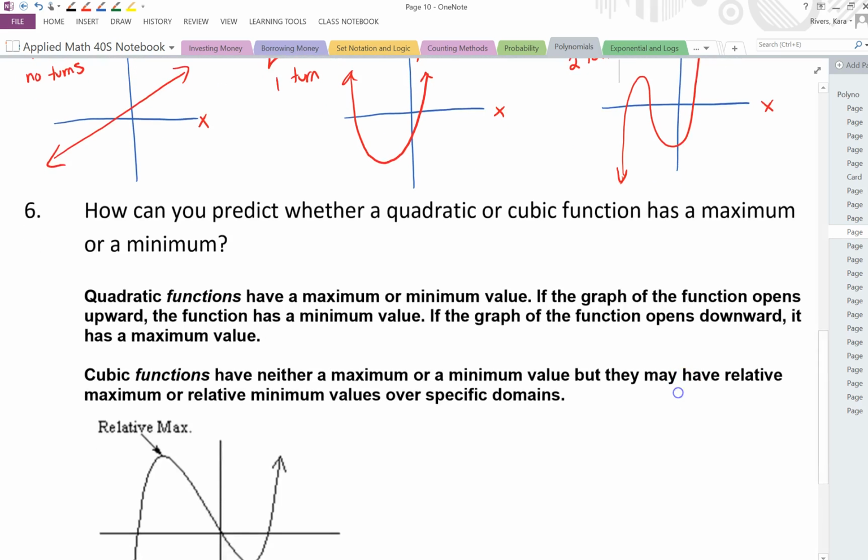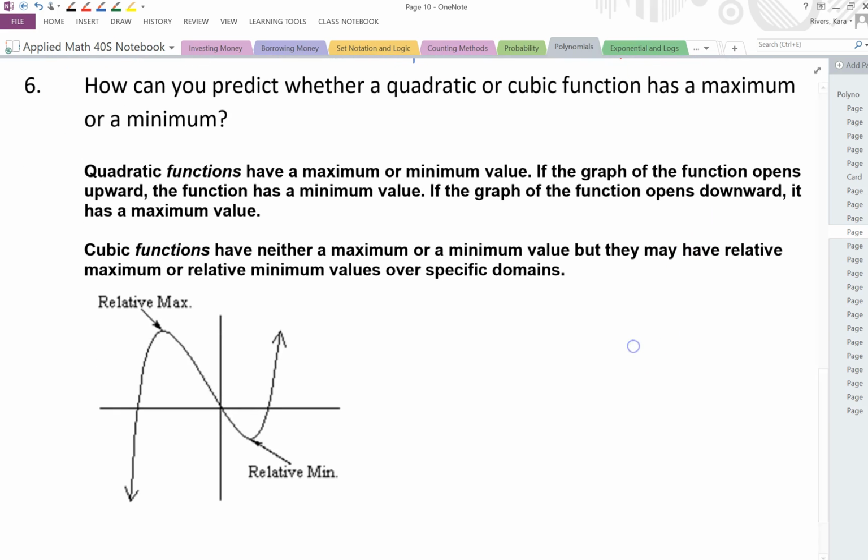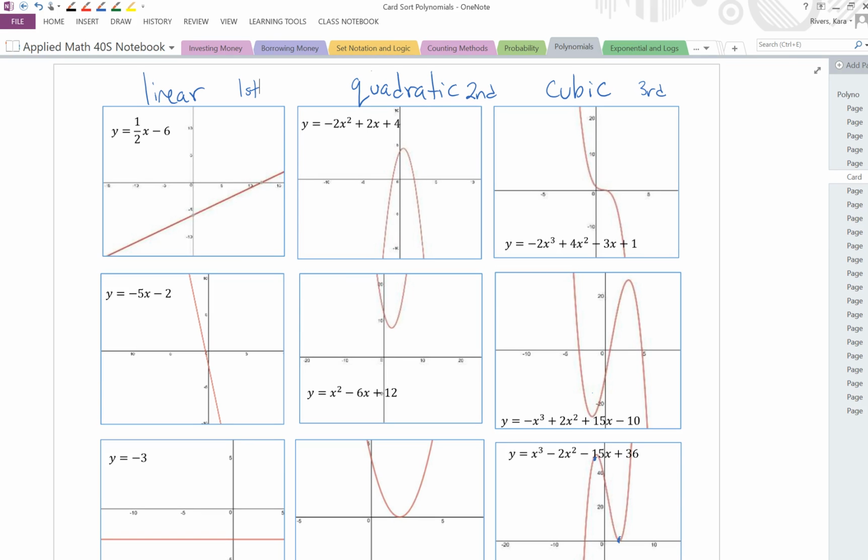Number 6. How can you predict whether a quadratic or cubic function has a maximum or minimum? We know from previous experience, if a graph opens up and it's quadratic, such as this one and this one, it's going to have a minimum. Whereas if the graph opens down, like this first one, it's going to have a maximum.